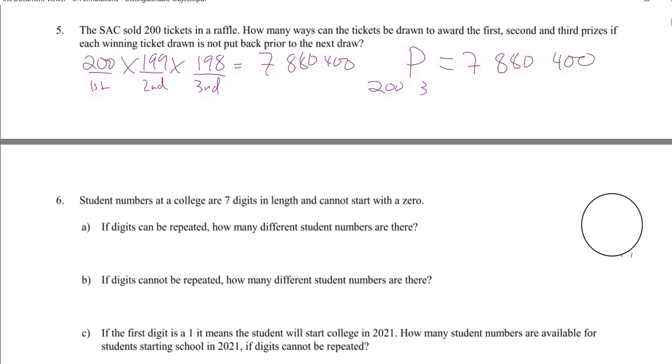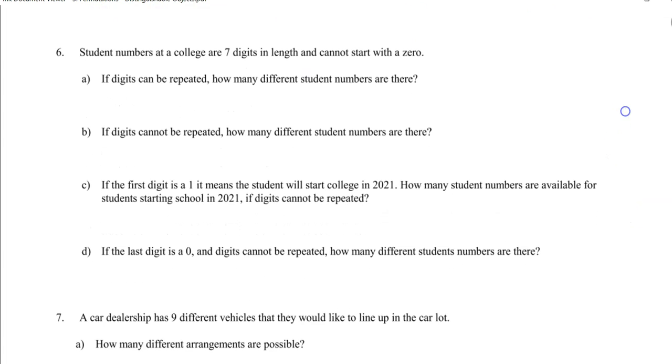Student numbers at a college are 7 digits in length and cannot start with 0. If digits can be repeated, how many different student numbers are there? Okay, the only way to do this is with fundamental counting principle, right? If you're repeating the digits, because then we're not saying you can only choose each one once, right? That's a permutation. They're all distinguishable. If I can repeat. All right, so we got 7 digits.